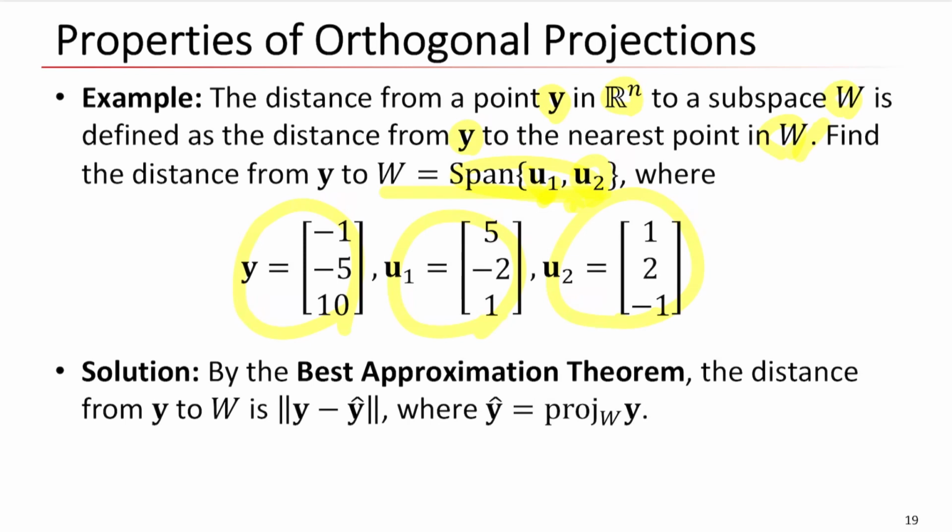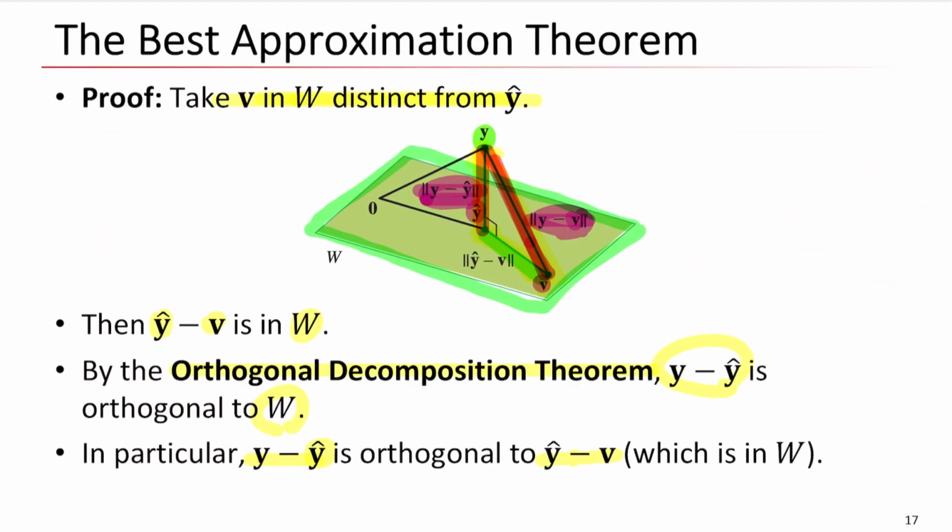First of all, by the best approximation theorem, the distance from vector y to W is what? The length of y minus y hat, right? Where y hat is the orthogonal projection of y onto space W, right? So why?